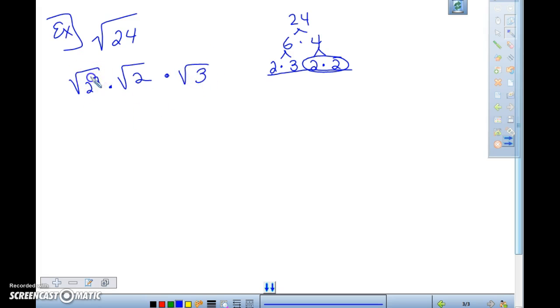And the little 2 exponent and the square root cancel. What do you think we're left with? 6. 2 times 3. So we're just simplifying. Yes, we're simplifying.